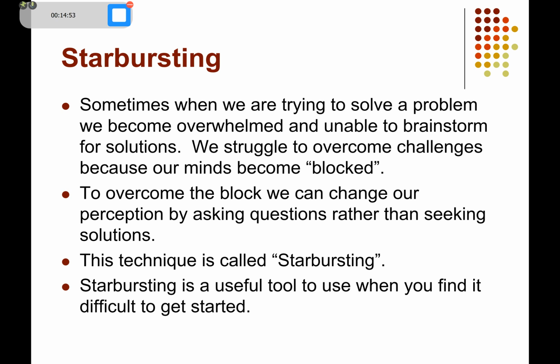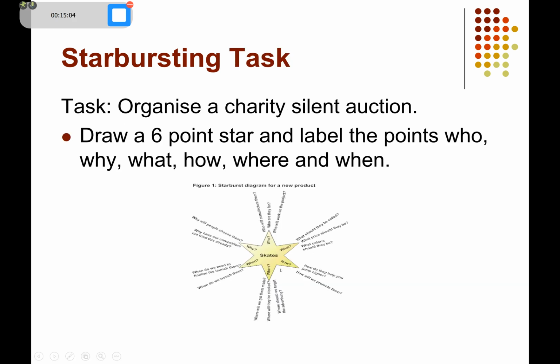So we look at things in a different way and we ask questions rather than coming up with solutions. And this technique is called Starbursting, and here's what it looks like. So you put a star in the middle, a 6-point star, and basically in each point of the star you're going to write down question words: who, what, where, when, how, and why. Okay, so you're writing each of those, and then you're really just asking yourself questions round about each of those different question words. So for example, we're going to look at it again.